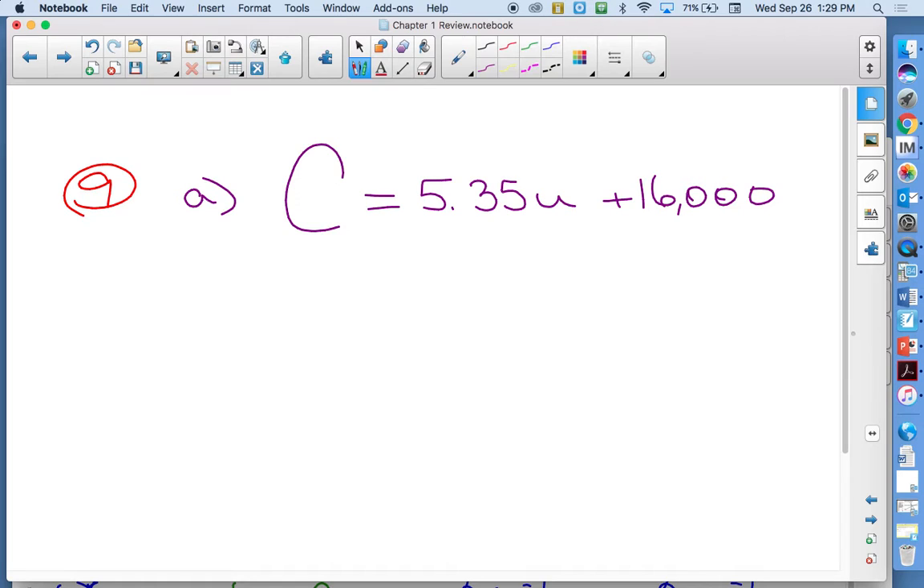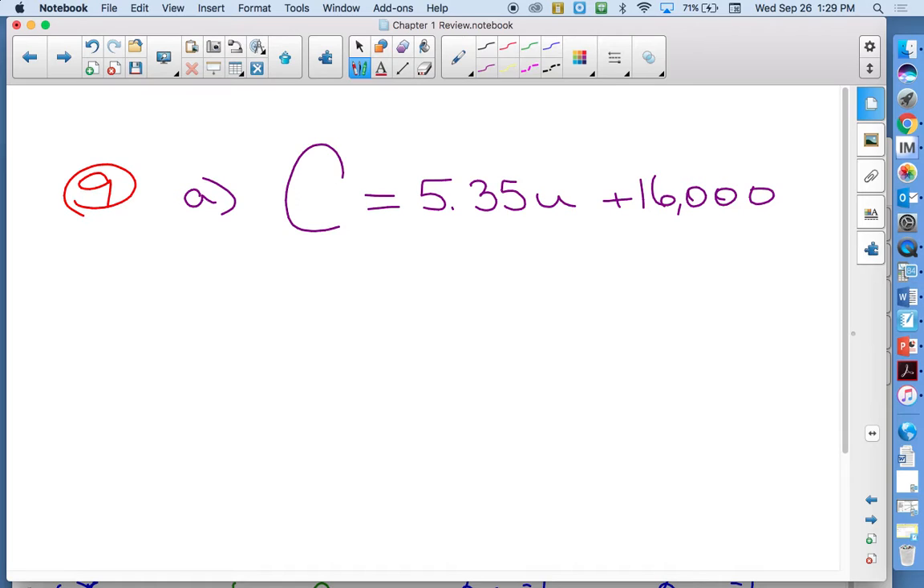So our cost is $5.35 for every, I don't know, what can we make for $5.35? Stapler. Yeah, there we go. Sounds good. I think we can make that for $5.35. So $5.35 to make each stapler, and then $16,000 for my machine that makes staplers. Probably exists out there, some kind of crazy machine. So that would be our cost equation.